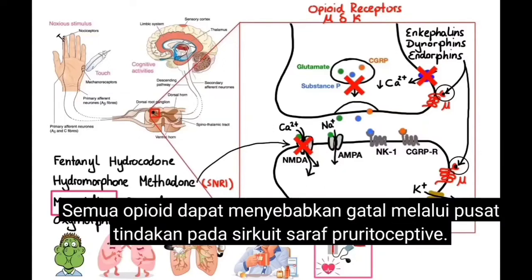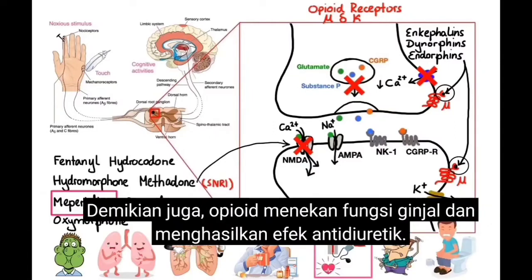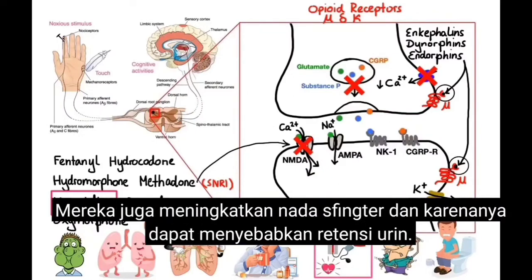All opioids can cause itching via central action on pruritoceptive neural circuits. Opioids also decrease gastric motility and prolong gastric emptying time, which may cause constipation. Likewise, opioids depress renal function and produce antidiuretic effects. They also increase sphincter tone and thus may cause urinary retention.